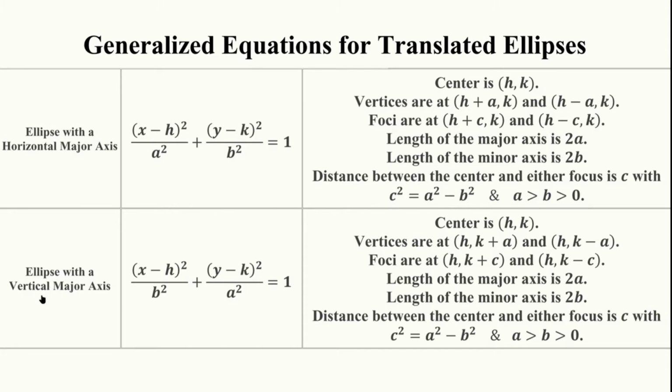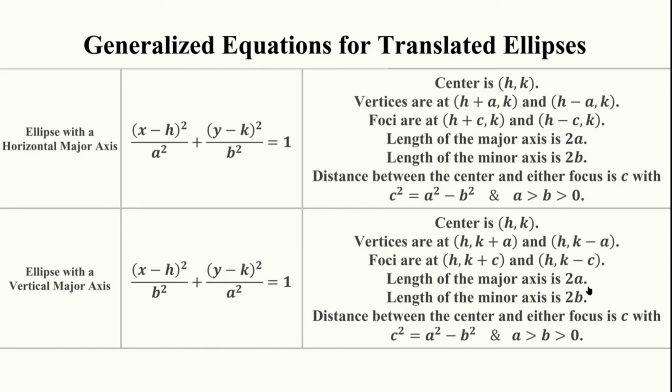Now, if you have an ellipse with a vertical major axis, just like before, the only thing that changes is the location for the B squared and the A squared. They switch, right? And of course, the shift here is going to be vertical. So the vertices are going to be at (h, k plus a) and (h, k minus a). The foci will be at (h, k plus c) and (h, k minus c).